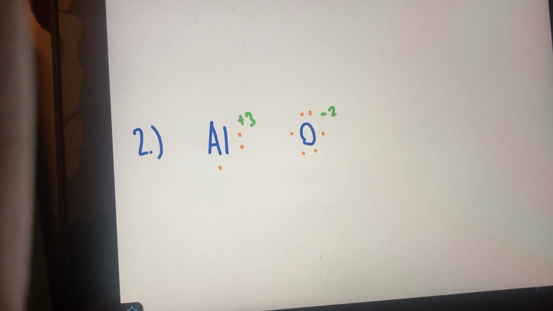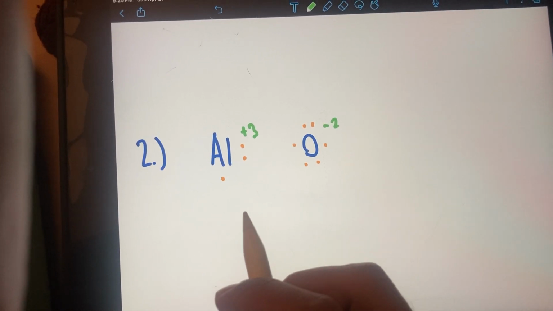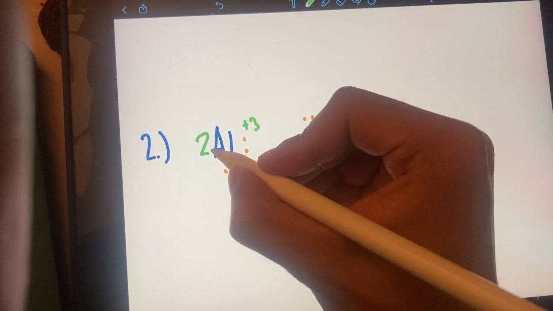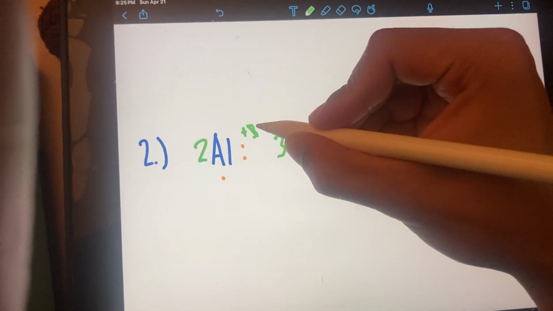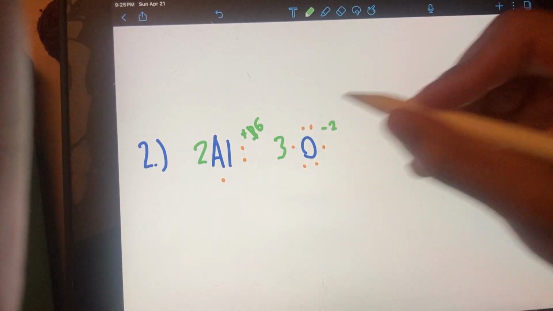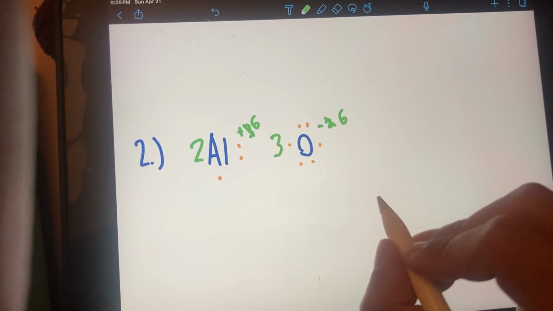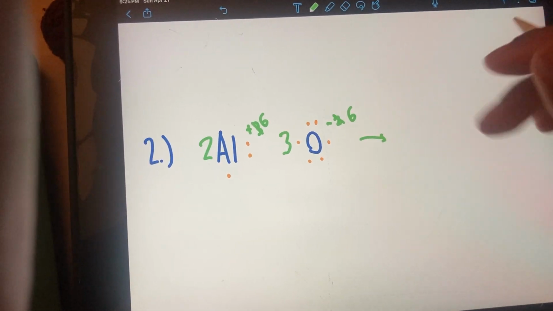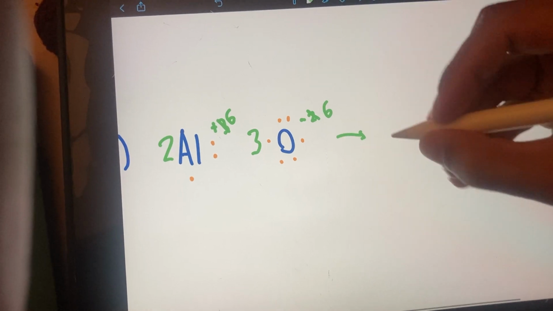Okay, so if we're to think about how to balance these 2 values out, what we notice is that if we were to add 2 aluminum and 3 oxygen, that'll turn this 3 into a 6, and this negative 2 into a negative 6, therefore balancing the equation out. This whole process I'm teaching you here is called ionic compound formulas.